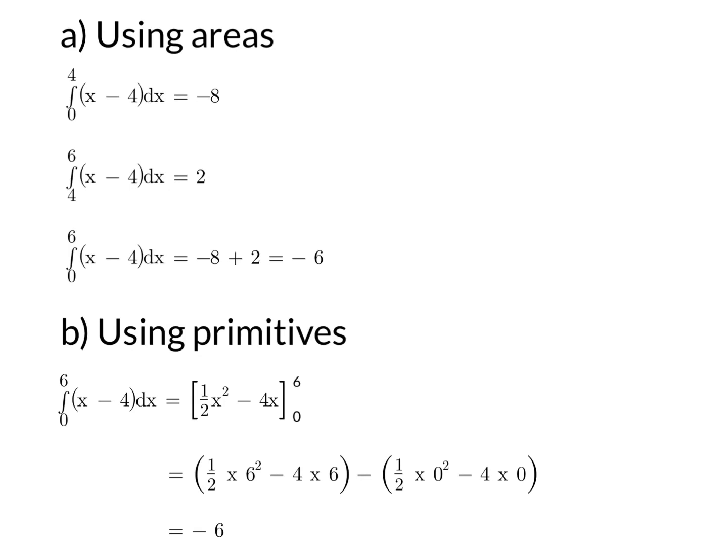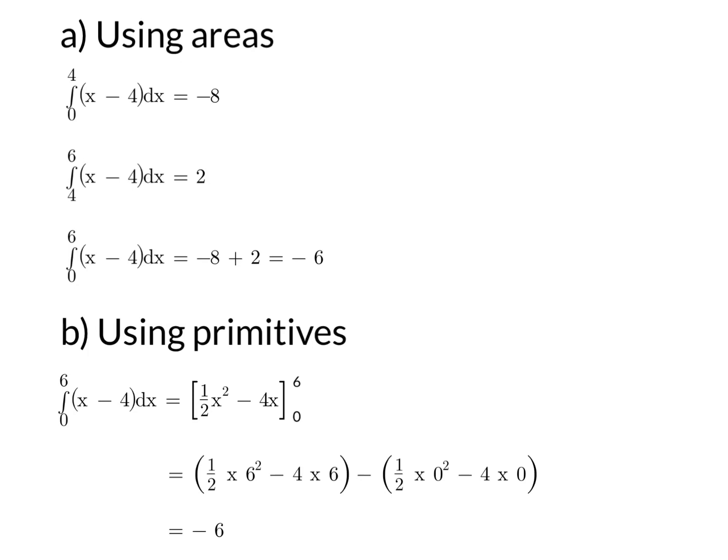Then we consider the integral from 4 to 6. That's a triangle. The area of that triangle is a half times 2 times 2, which is equal to 2, and it's positive because between 4 and 6 is above the x-axis. So when we do the integral from 0 to 6, it's minus 8 for the part that's below, plus 2 for the part that's above, giving us minus 6.